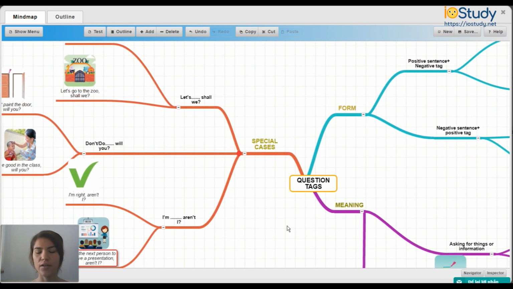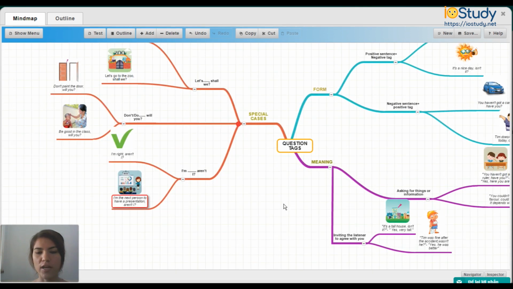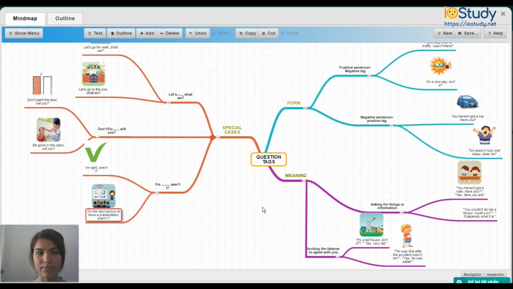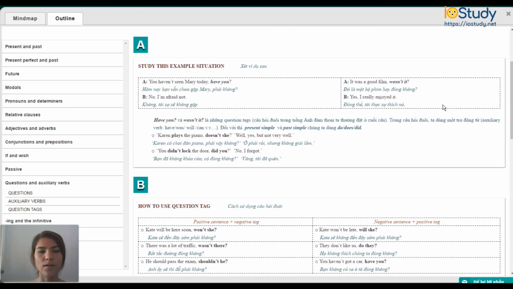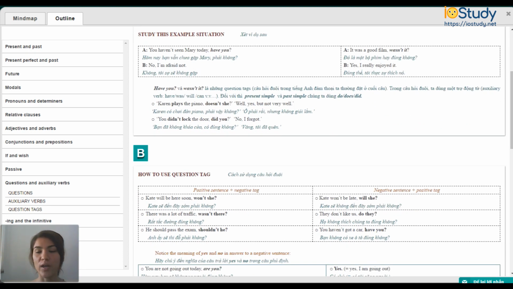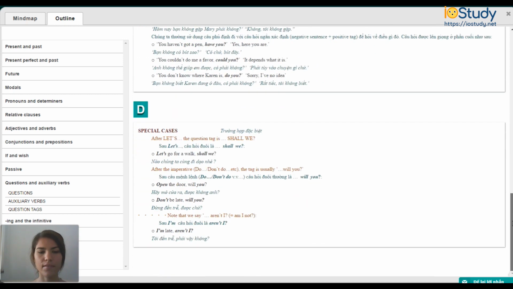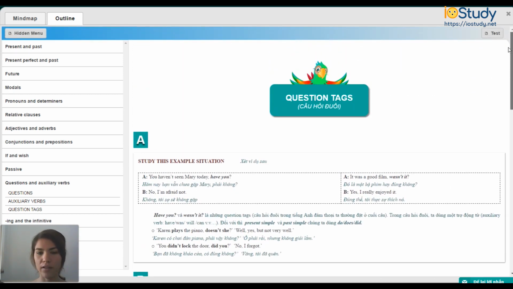And as you can see here, we have the full completed mind map for question tags that you can go back to at any time to reference. Now let's click here for the outline. So now you have the outline here for question tags. You can scroll through this and read through this for more information, further examples of sentences, and more information about a situation. After you're done reading through the question tags outline, you can click here to take the test, to test your knowledge. And in the next video, we'll take the test together.